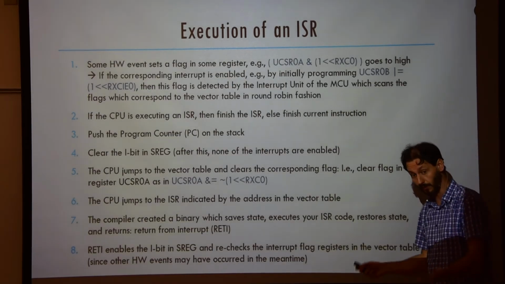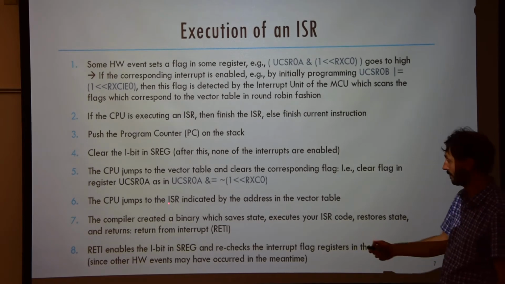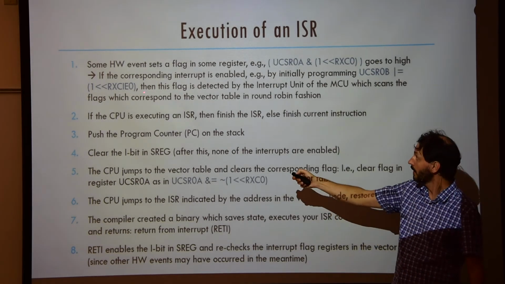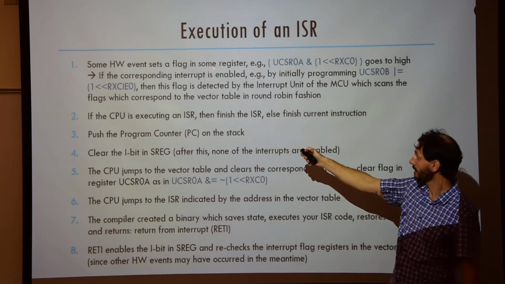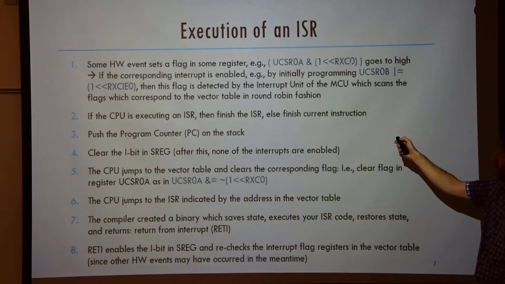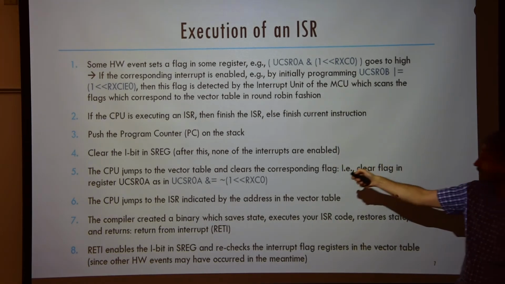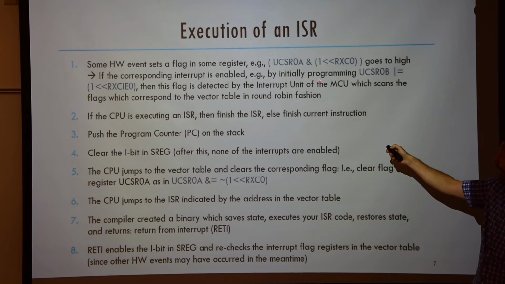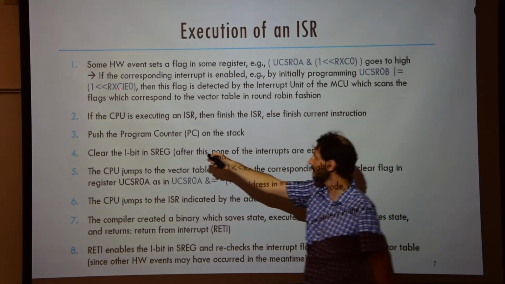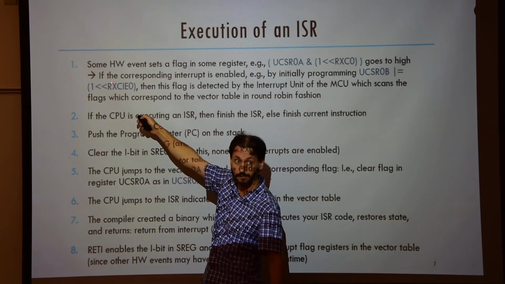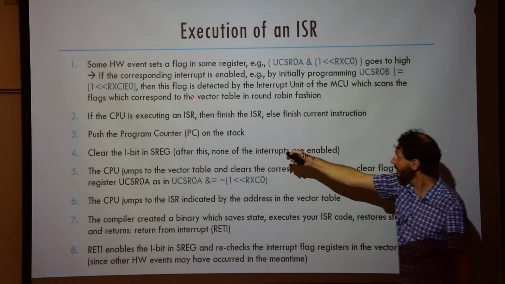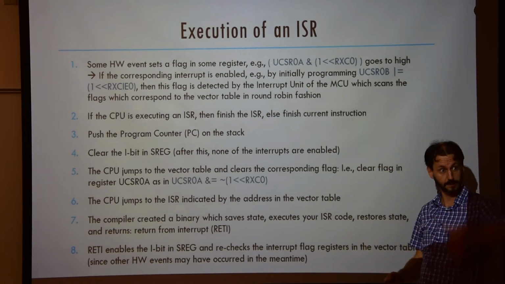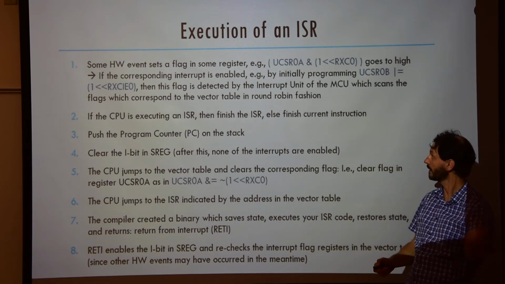Alright, so let's talk about it once more, now in text, just for you to read it over once more. It's pretty much what I just talked about, but let's do it once more. There's some hardware event that sets a flag in some register. So for example, this one, right? That's what we've been talking about. It goes high, and the corresponding interrupt is enabled. If that's the case, how do you do it? By initially programming this particular register to set the interrupt enable bit for the received character completed. Then the flag will be detected by the interrupt unit of the MCU, and that is possible because it scans this vector table in a round-robin fashion all the time.